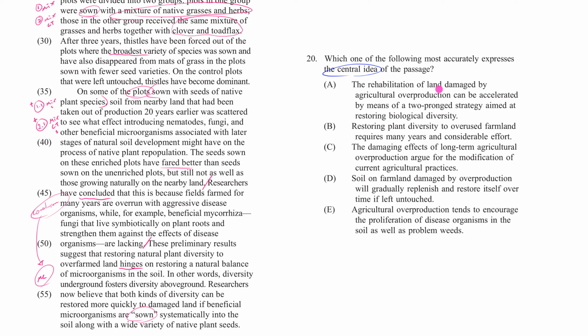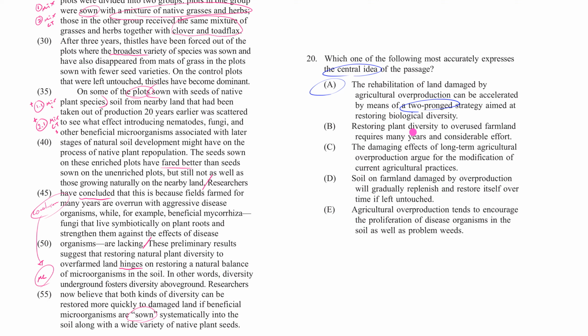A says the rehabilitation of land damaged by agricultural overproduction can be accelerated by means of a two-pronged strategy. Yeah, very good. They try to hide it here with a two-pronged strategy, but you know what the two prongs are, right? Below ground and above ground. They mention it over here. Now, both kinds of diversity. So you want to sow microorganisms, and you also want to sow the native plant species. So good. A is the correct answer choice.